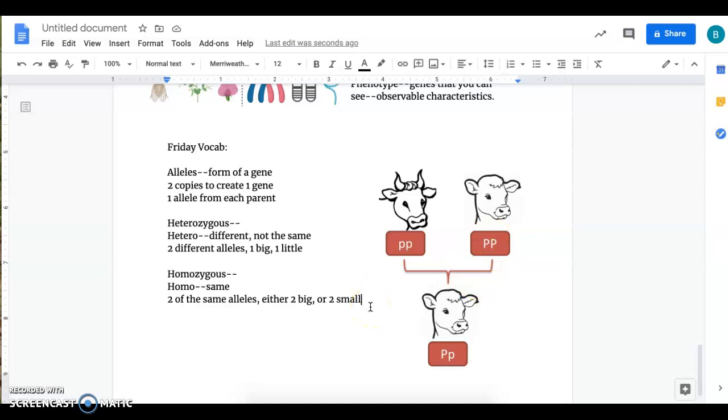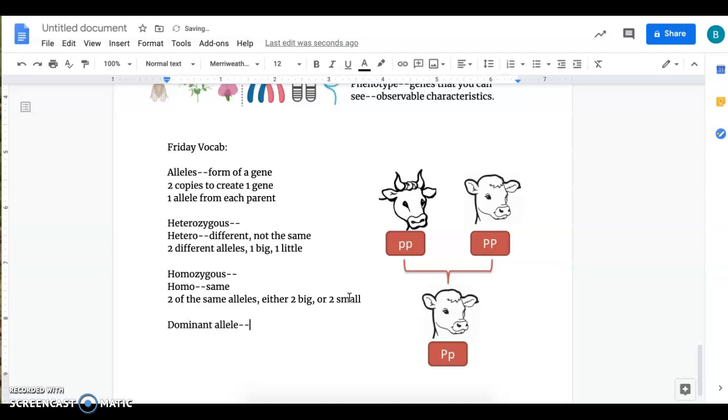So that's heterozygous, different down here, one of each, one big, one small. Homozygous can either be two big or two little.